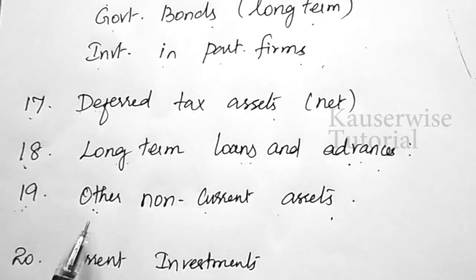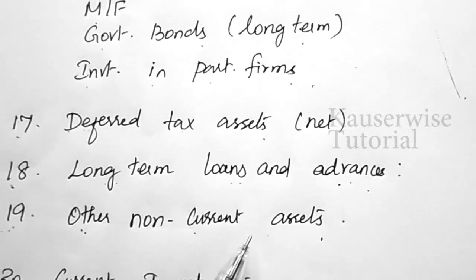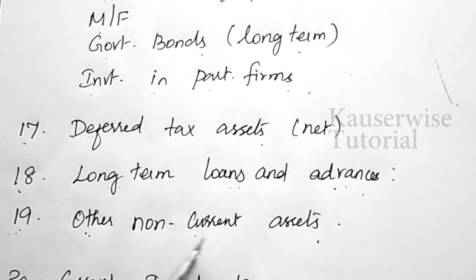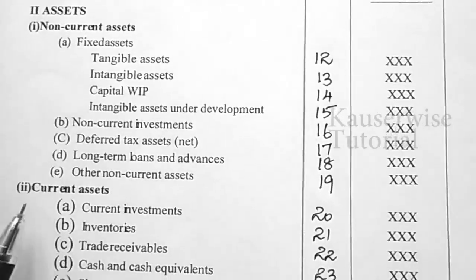For example, long-term trade receivables. So trade receivables may be short-term and long-term. If it is a long-term trade receivable, that will be recorded here, under other non-current assets. So far we have discussed non-current assets. Let us see current assets.